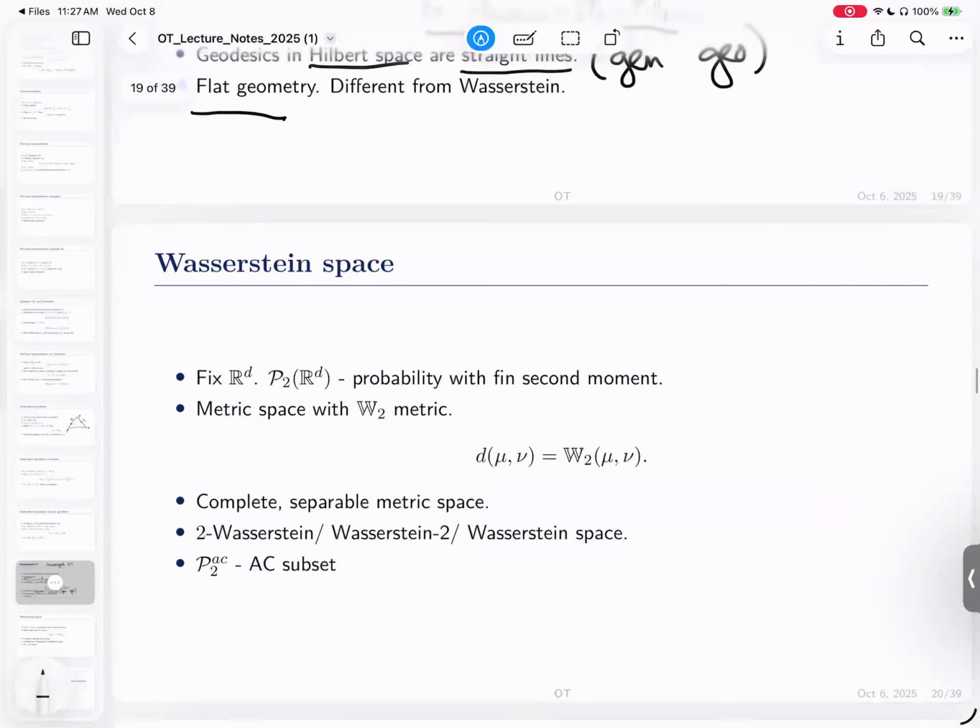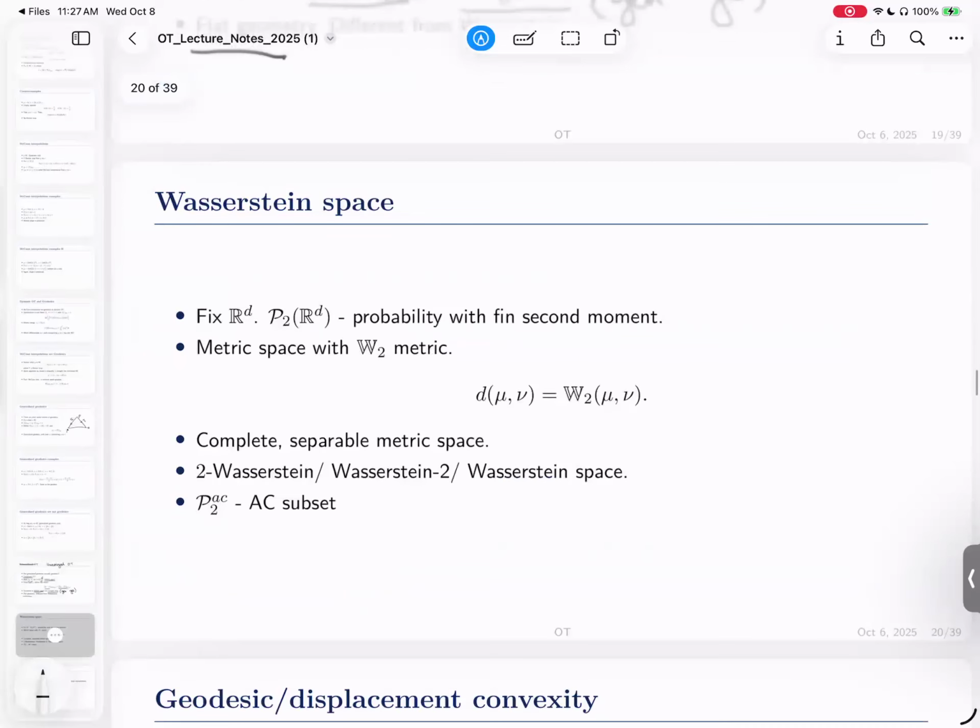All right, okay. So now we come to the actual Wasserstein space. What is this object? I'm going to fix R^d as my base space over which all my probability distributions are situated. My set of probability measures with finite second moment, that's what I'm always going to denote by P2 of R^d. Now this P2 of R^d is a set of probability measures. It's a set of all models, all data.